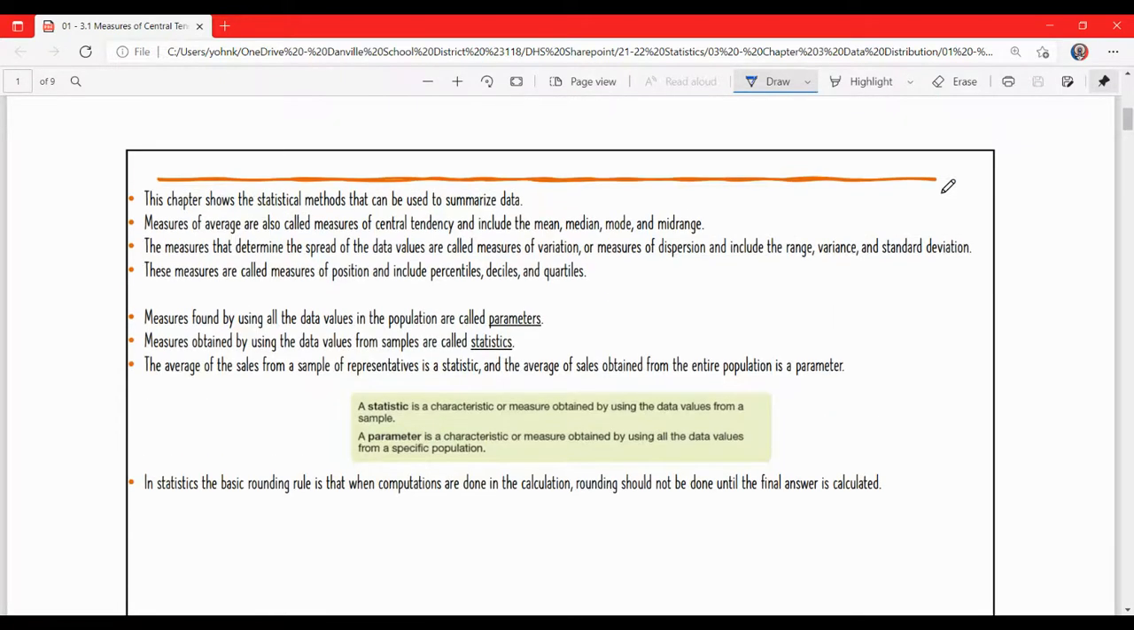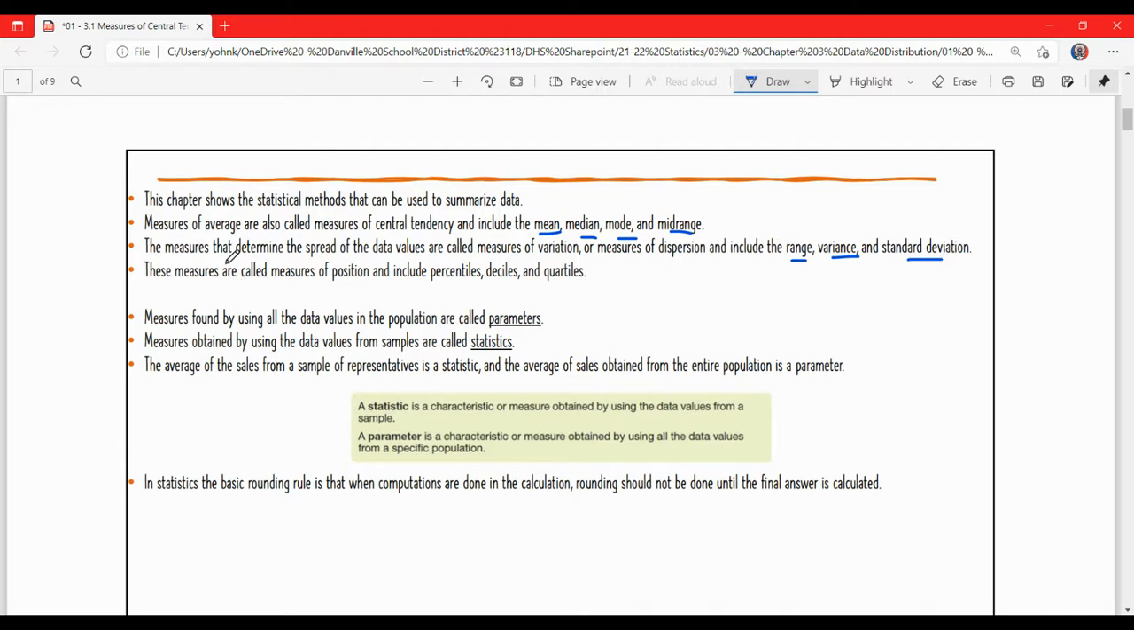So this chapter shows the statistical methods that can be used to summarize data. Measures of average are also called measures of central tendency, and they include things that you've learned before: mean, median, mode, and mid-range. The measures that determine the spread of the data values are called measures of variation. We're going to talk about those in the second section, or measures of dispersion, and they include range, which you've probably heard of, variance, which you haven't, I don't think, and standard deviation.